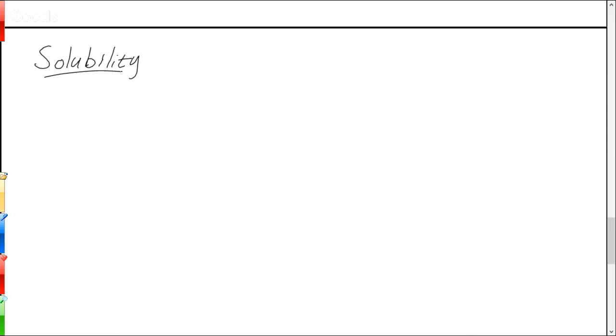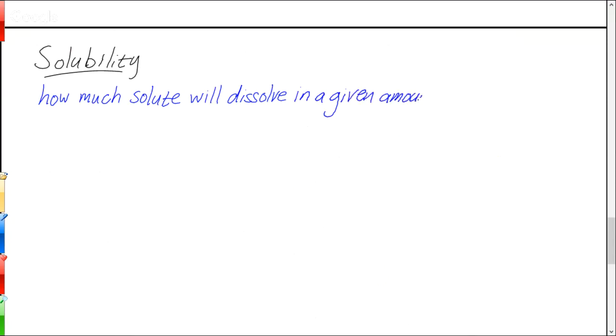All right. So anyway, I know it happens. Solubility. We're going to be measuring some solubilities in lab, and this is a measure of how much solute you can dissolve in a given amount of solvent. So solubility is how much solute will dissolve in a given amount of solvent.